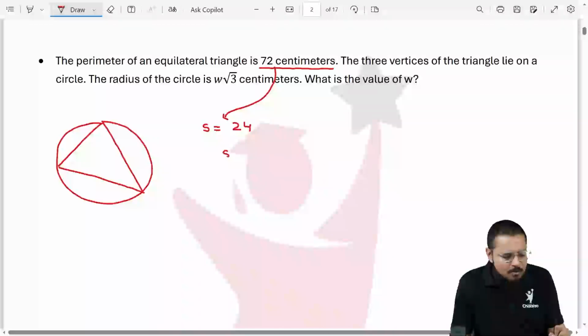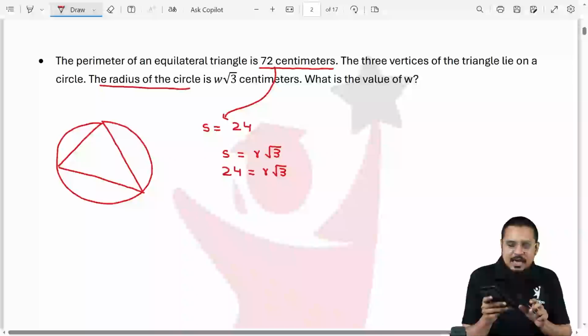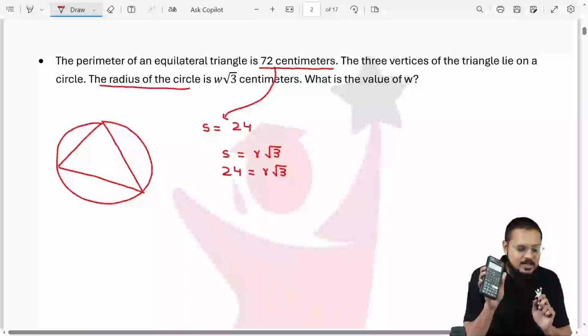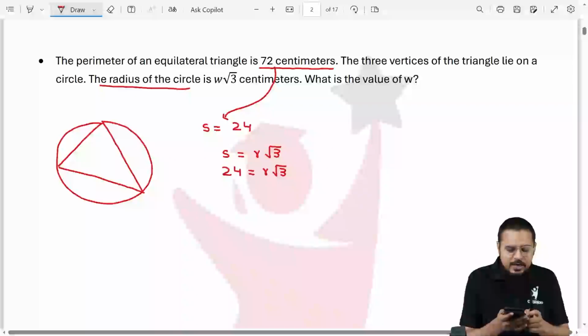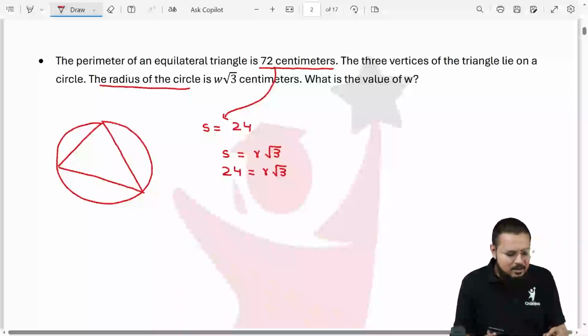So I can use this formula: S is equal to r times √3. I know what S is, that's 24, and r is something I'm looking to figure out, because I need to quote the radius of the circle in the form of w√3. All I'm doing is typing everything on my scientific calculator. So 24 divided by √3, the calculator would automatically rationalize the fraction for me. So I'm getting my answer for the radius as 8√3.